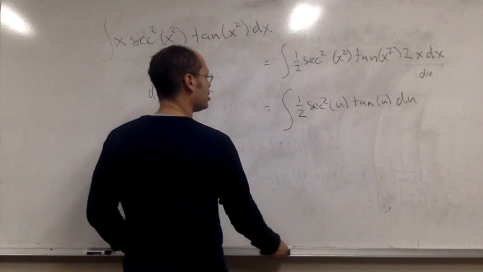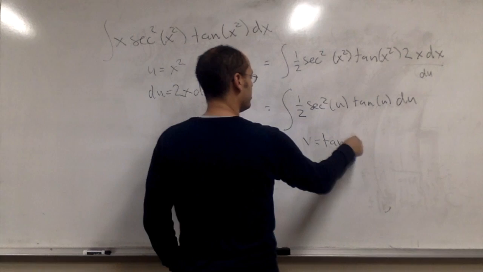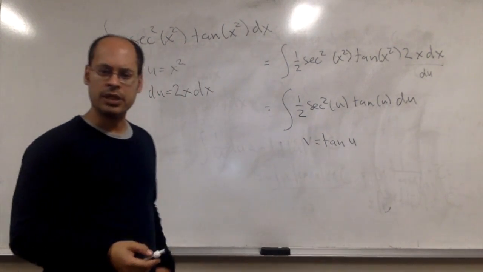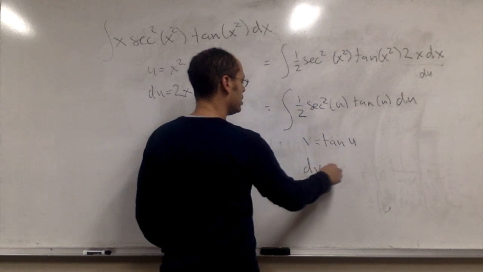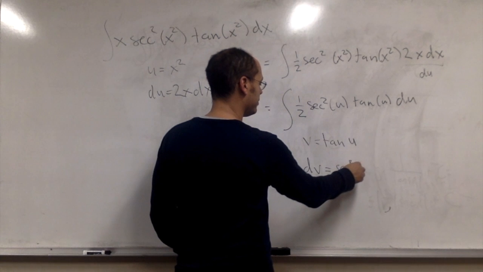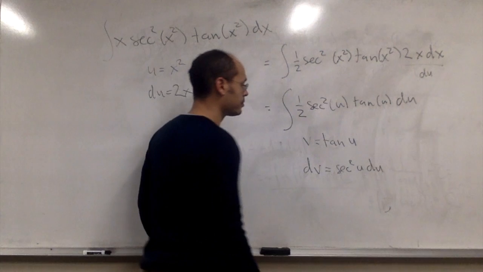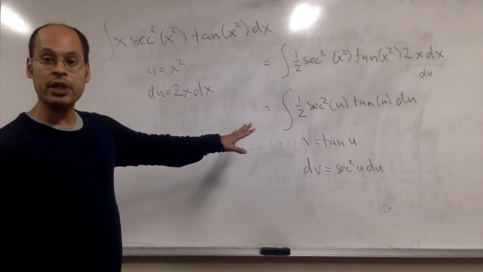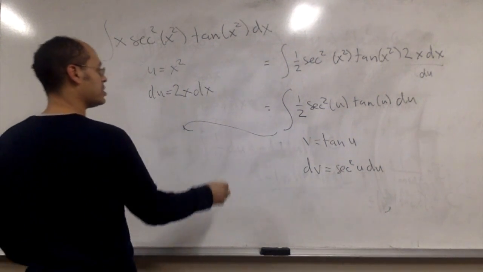So a natural thing to do would be to say, we'll let v be the tangent of u. Let's just formally say that v is the tangent of u, and then what would dv be? You take the derivative of tangent, which would be the secant squared of u, du. Okay? So now if we look at this expression, we can rewrite this in terms of the u's and the v's.